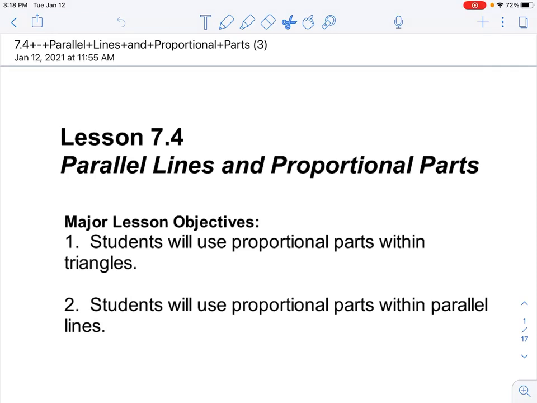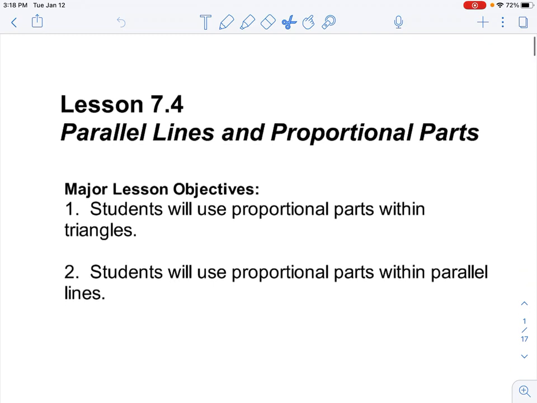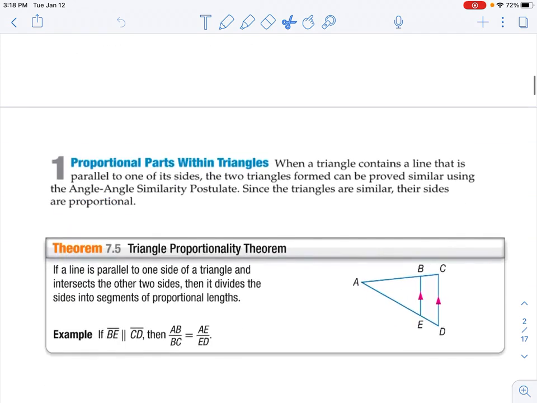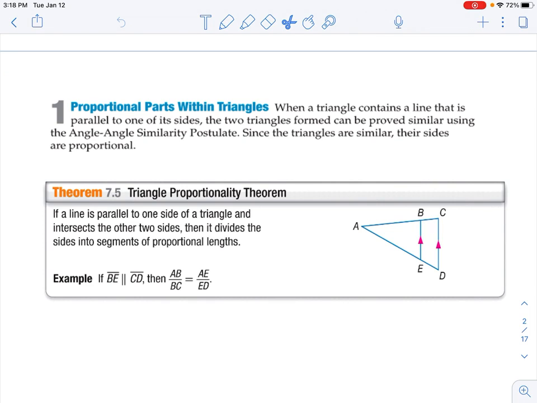Hello, today we are covering lesson 7.4, parallel lines and proportional parts. You guys will be able to use proportional parts within triangles and within parallel lines. We have one new vocab term, mid-segment of a triangle. And then we have our beginning to our lesson. So proportional parts within triangles.